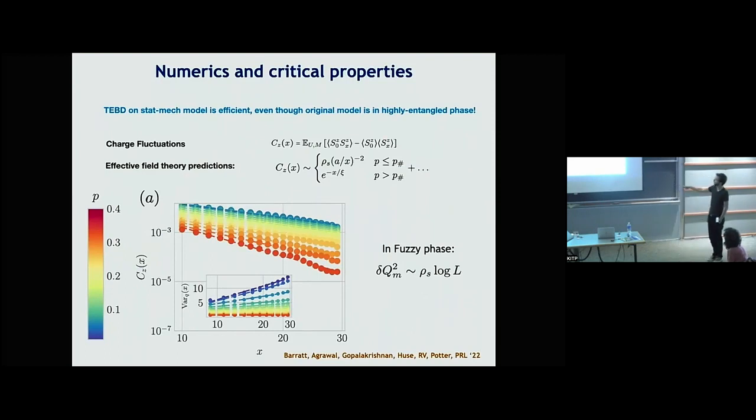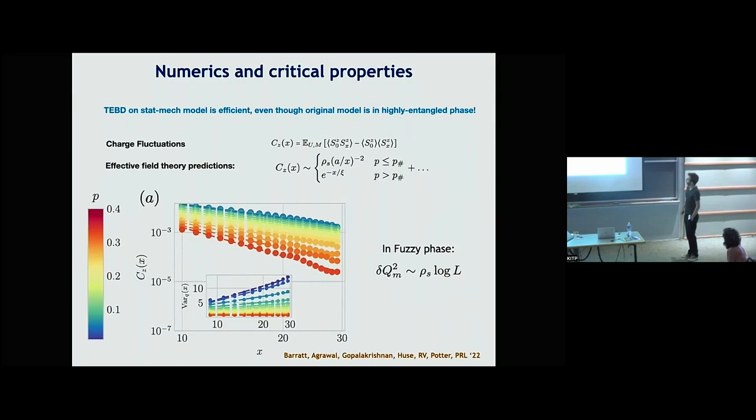This quantity has, from the field theory, a power law behavior. It looks like a Luttinger liquid, basically. So you have a 1 over x squared power law in the fuzzy phase, whereas it looks like a gapped disordered state on the sharp side.